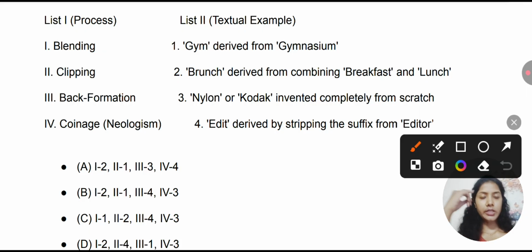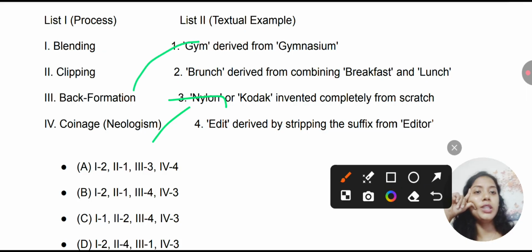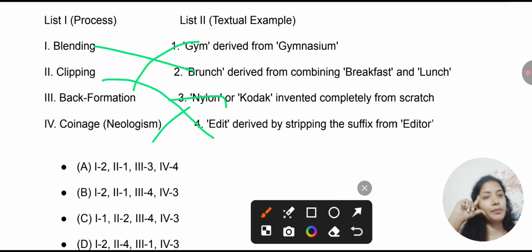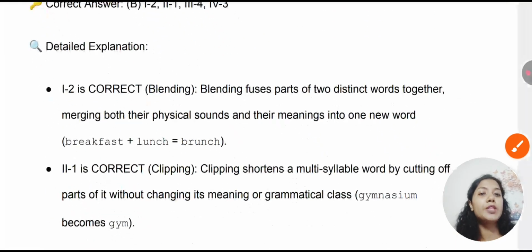So coinage can take it to the invention. Back formation: gym derived from gymnasium, we have back-formed it. Okay, edit, clipping and blending: brunch. An easy keyword, if you find it, will help you get the right answer. Everyone just needs practice. Okay.